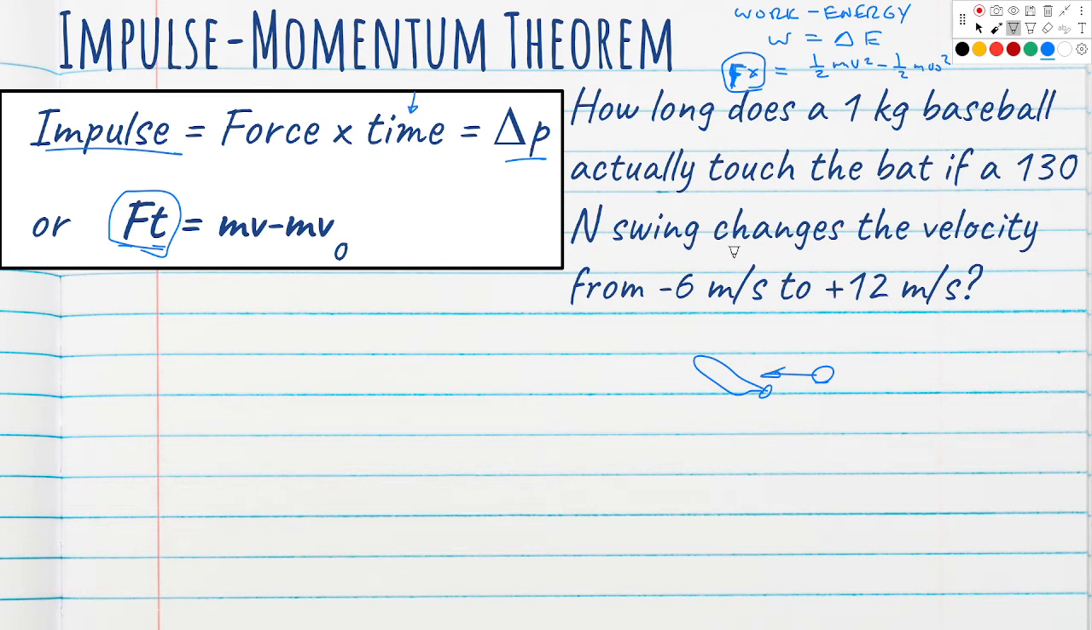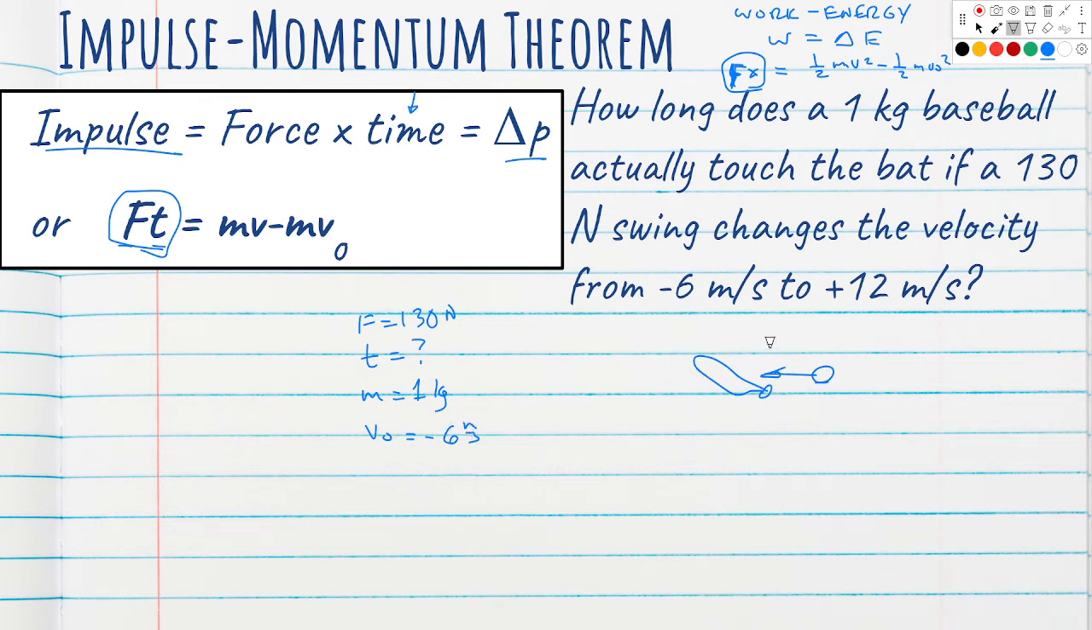Looking at the numbers here, you can see the force is given, 130 newtons. They're asking for the time. That's already enough to kind of point us this way. The other variables in there, I've got a 1 kilogram baseball, and the initial velocity is -6 meters per second.